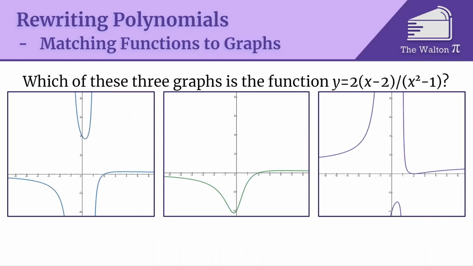Now let's do the same thing with a rational function. Which of these three graphs is the function y equals 2 times x minus 2 all over x squared minus 1? Again, pause the video and try and figure this out on your own, and we'll get back in about 3 seconds.